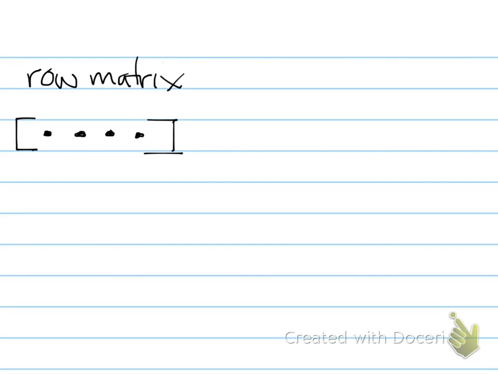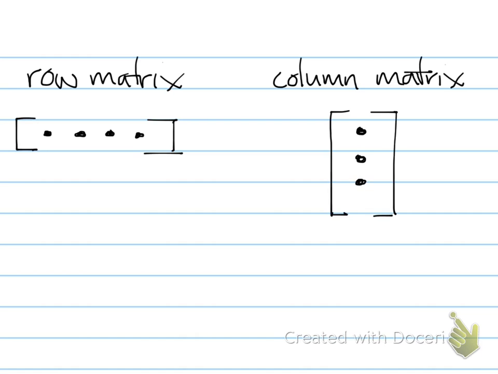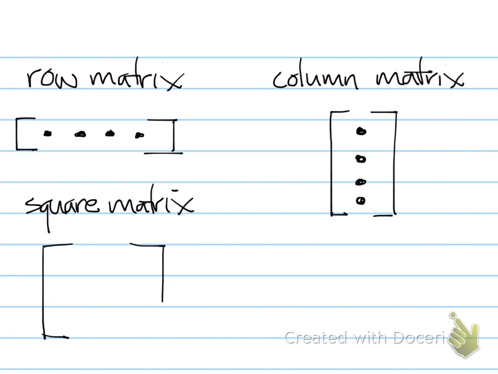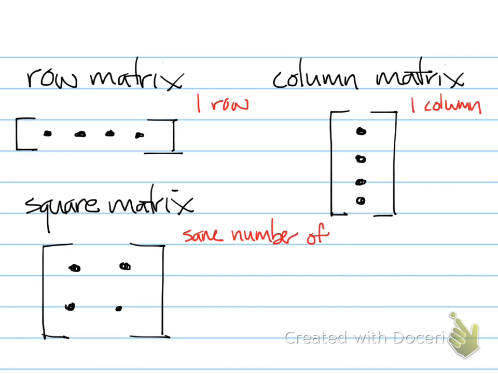And then some special matrices. If you just have one row in your matrix, it's called a row matrix. If you just have one column in your matrix, it's called a column matrix. And if you have the same number of rows as columns, then we call that a square matrix. Again, a row matrix has one row, a column matrix has one column, and a square matrix has the same number of columns as it has rows.